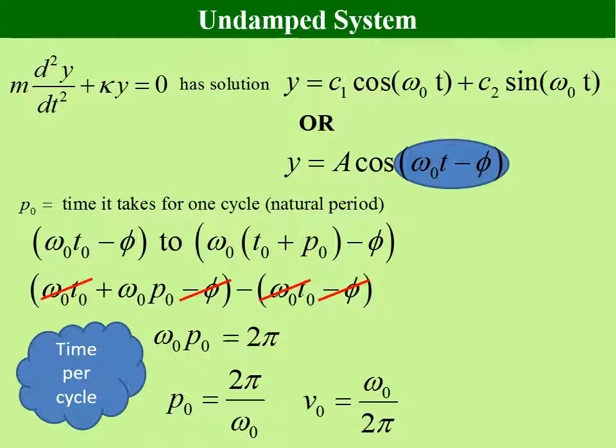If we flip that, we get the number of cycles per unit time, which is called the frequency. So P naught is referred to as the natural period. V naught is referred to as the natural frequency.